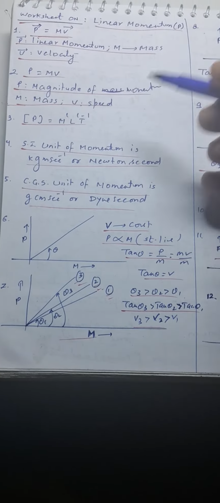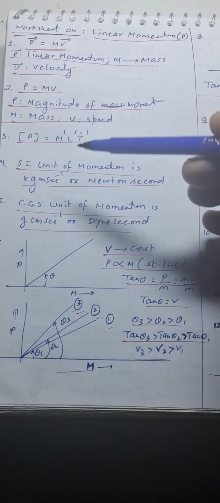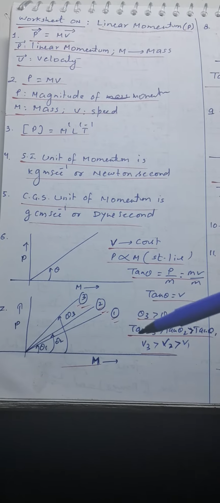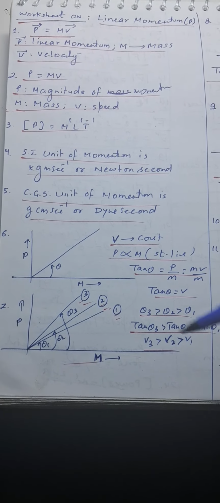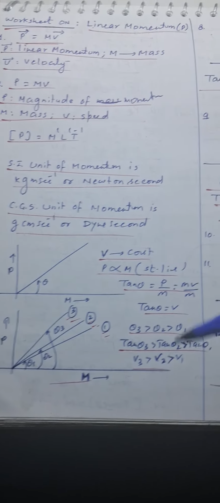It is linear momentum, worksheet on linear momentum. Based on definition of momentum, then its magnitude, dimension, SI unit, CGS unit, graphs with mass, variation of graphs if mass gets changed, if speed gets changed, their calculations and analysis.